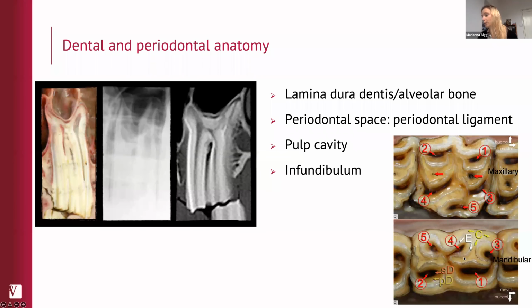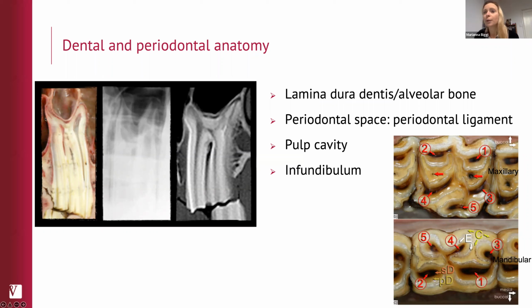And therefore, if you see gas within a mandibular tooth, that is going to be in the pulp, and therefore always pathological, while if you have gas in a tooth in the maxillary region, then it could be infundibular or pulpar, and that can be differentiated because infundibular gas is not necessarily clinically significant.